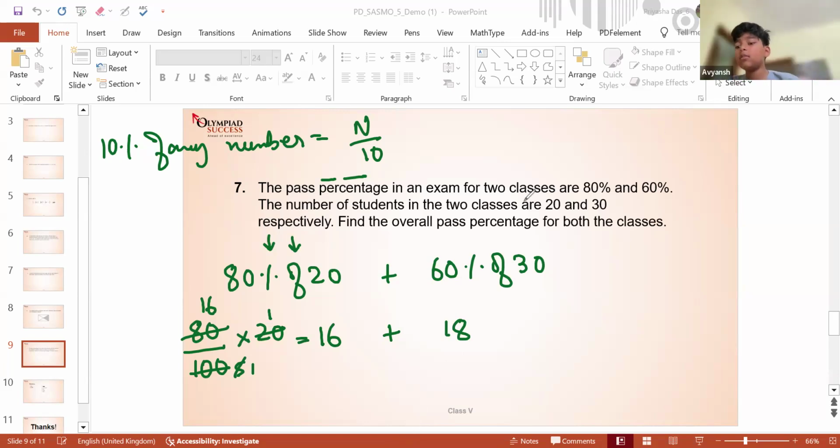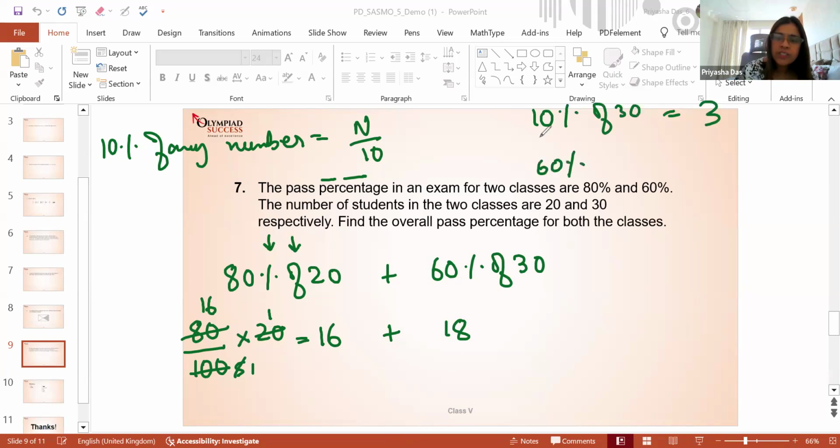Wait, I'll write it down, then you will understand better. 10% of 30 is equal to 3. So 60% is into 6. So into 6 here also. Like that, it's 18. Okay.